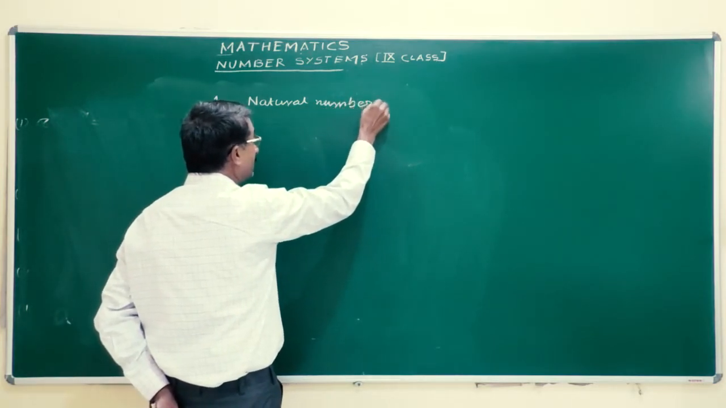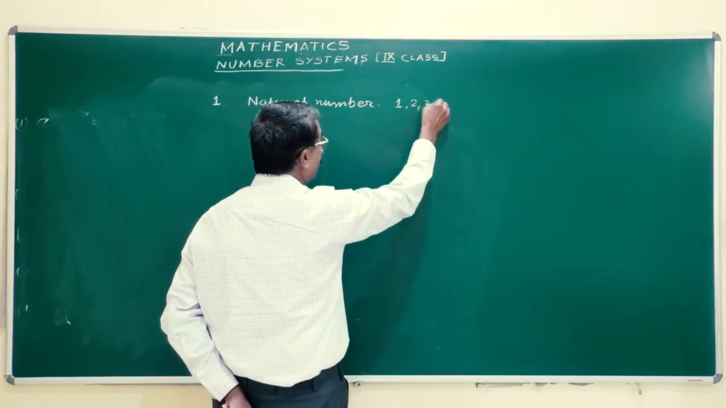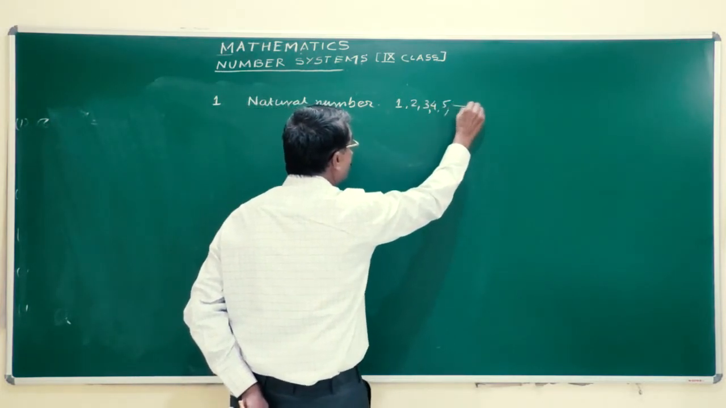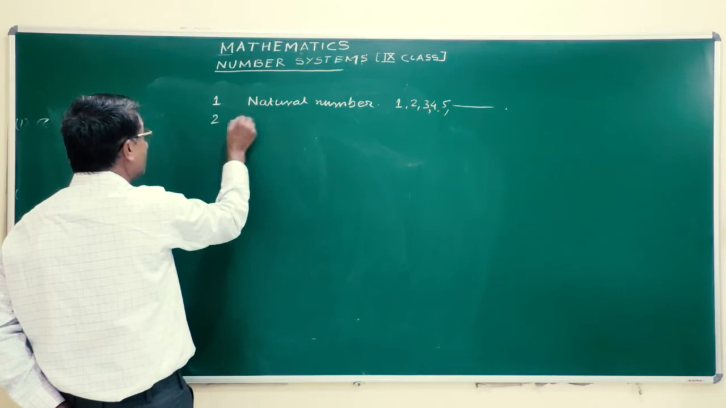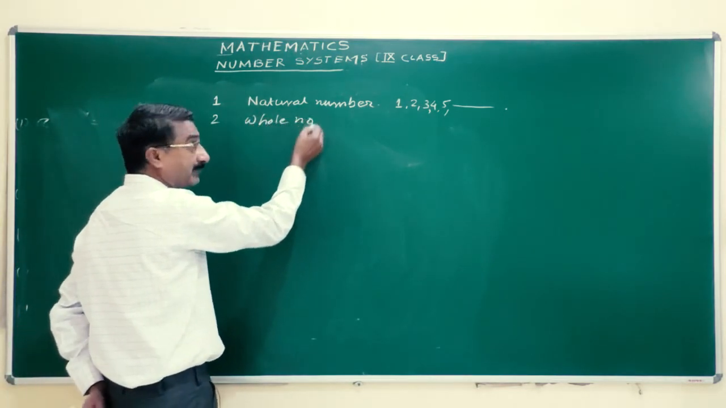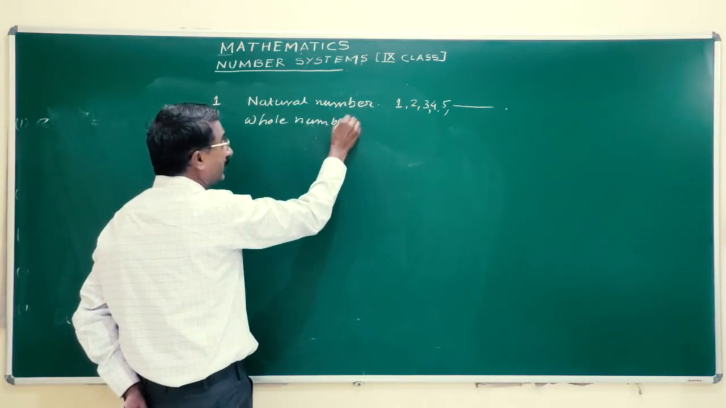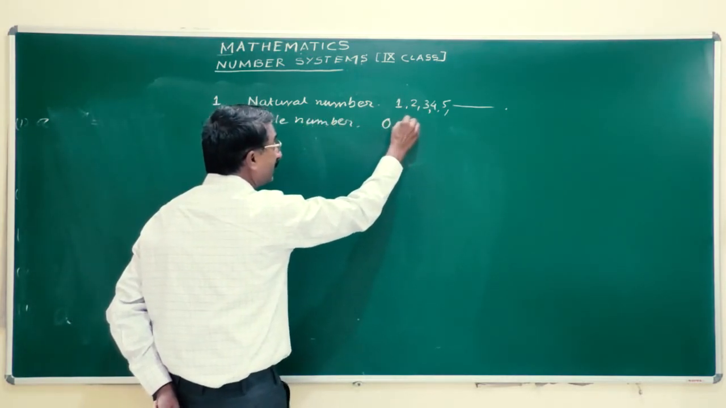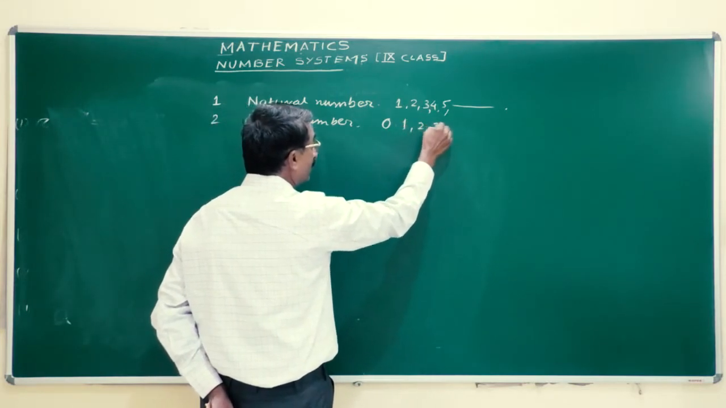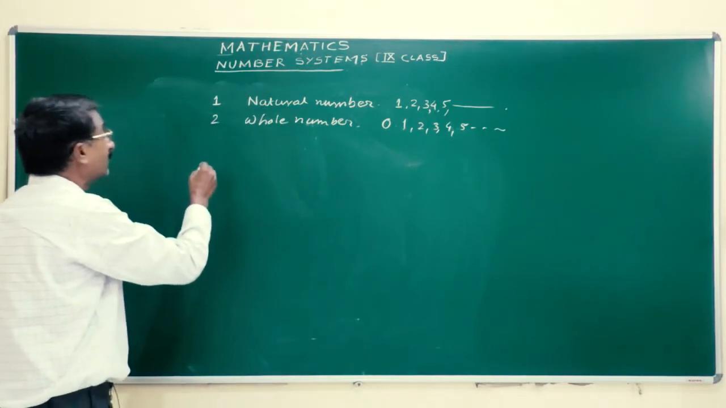Natural numbers mean all the positive numbers starting from 1, 2, 3, 4, 5, 6 and so on. Then the second one is whole numbers, that is 0 is included, that is 0, 1, 2, 3, 4, 5 and so on. So this is whole number.